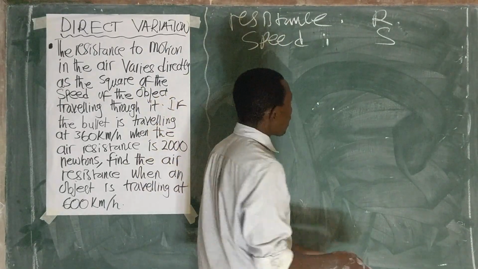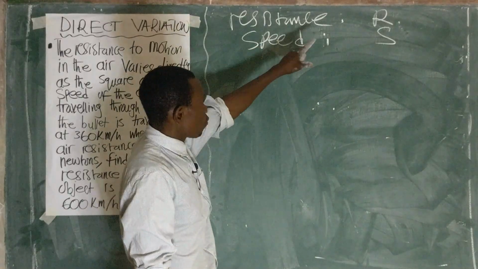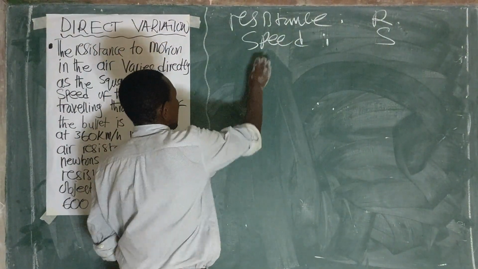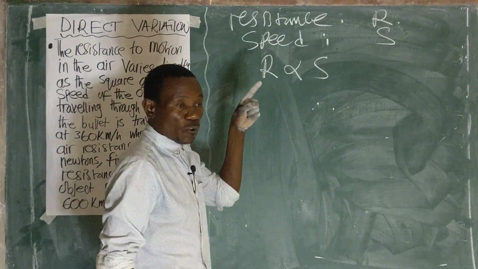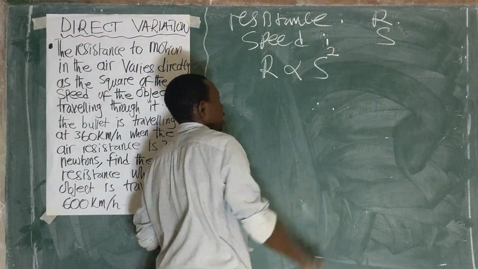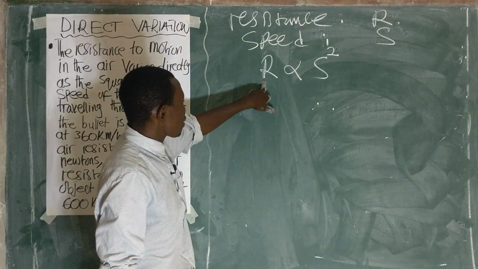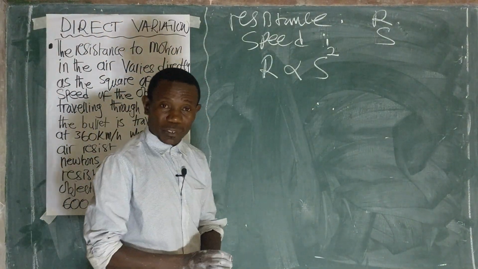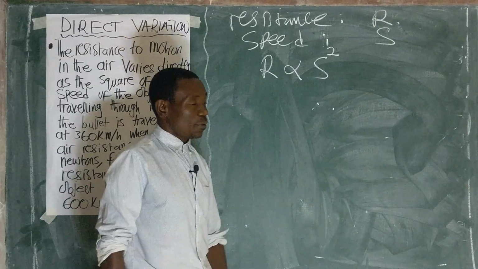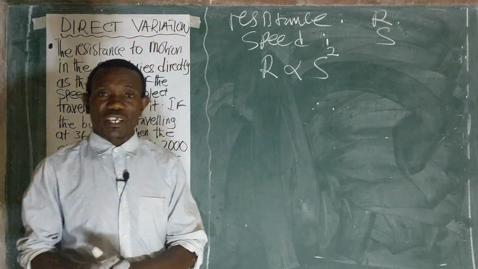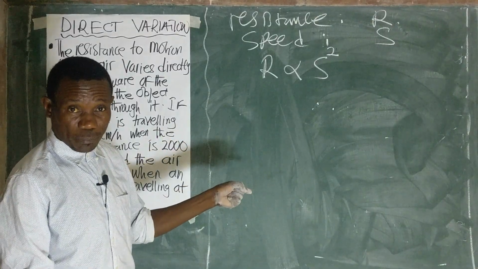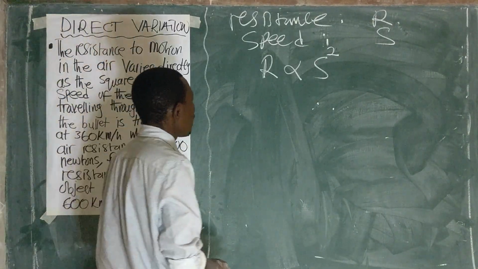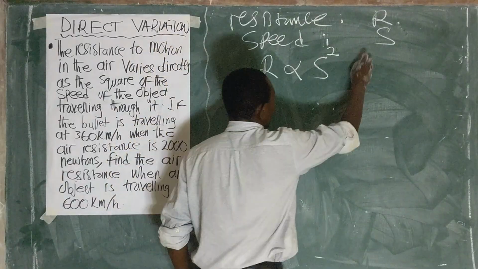If you are going to summarize the presentation of R and S, it will be: R varies directly as S, but now we talk of the square of S, so you square the S. It means resistance varies directly as the square of S. Once we have presented this, the whole story of what we have already known about direct variation has to be presented here.